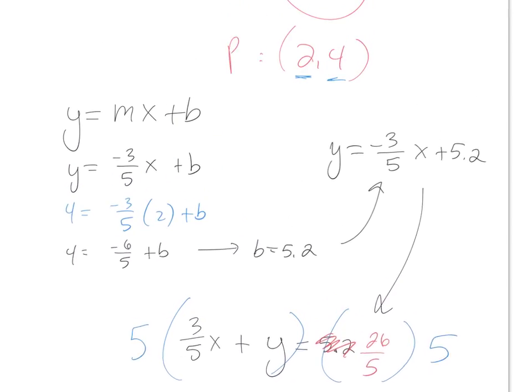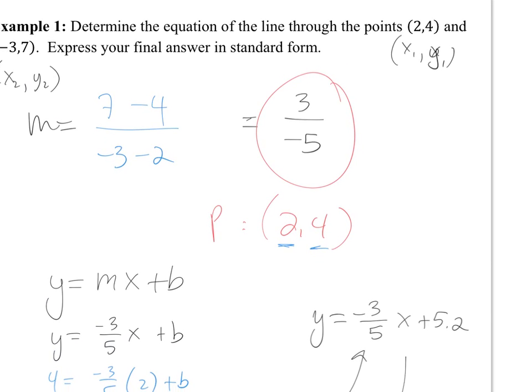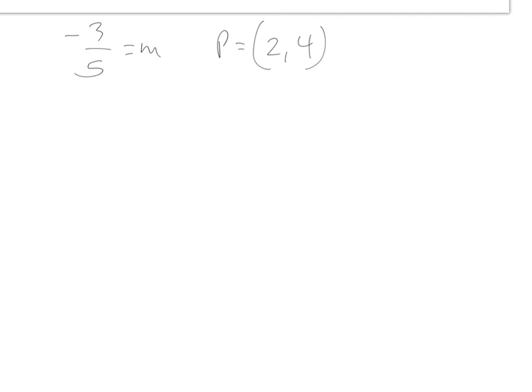Instead of y equals mx plus b, I could use these two pieces of information, negative 3/5 and the point 2, 4. I could use my slope and my point. Instead of y equals mx plus b form, what could I do with this point and this slope instead?